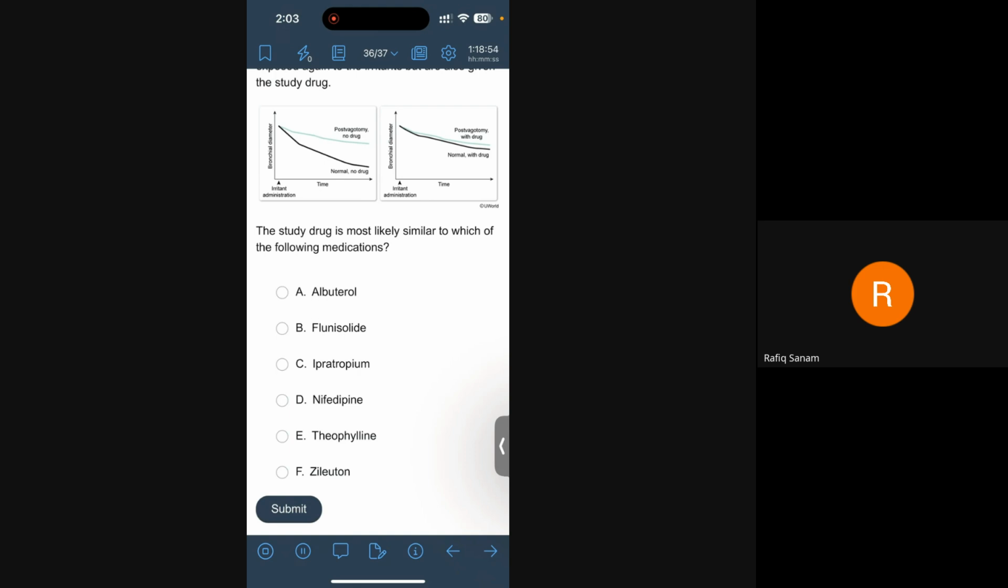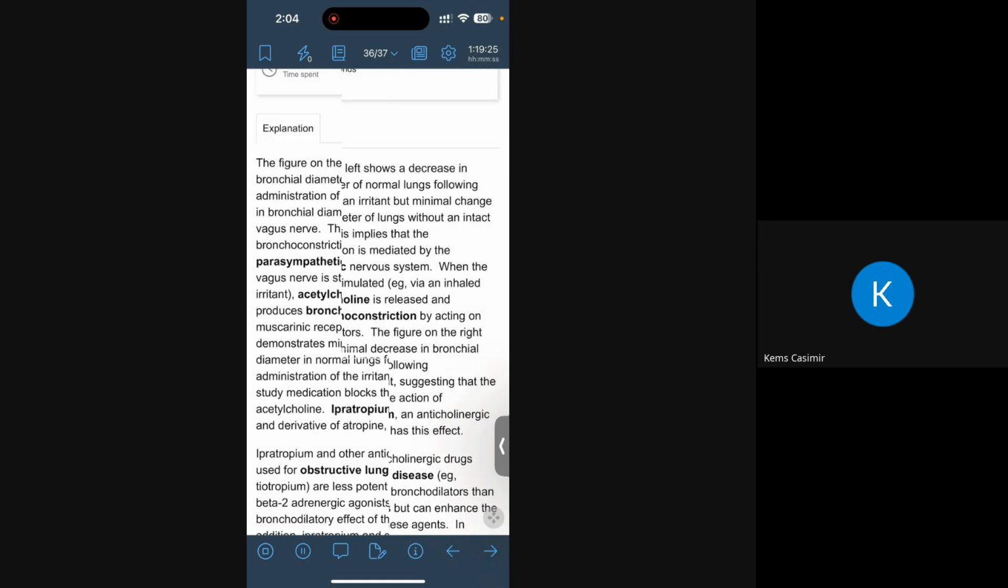Ipratropium? Ipratropium is anti-parasympathetic. Yes. Albuterol acts at what receptor? Sympathetic nervous system, beta 2 receptor. Beta 2 agonist. Okay. Theophylline acts by increasing cyclic AMP levels. Zileuton acts on leukotrienes. Nifedipine has nothing to do with bronchodilation and constriction. So the only option that makes sense is ipratropium.